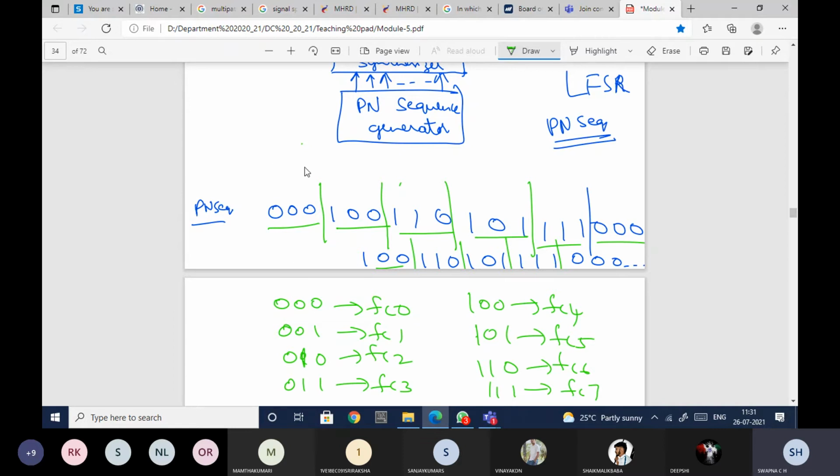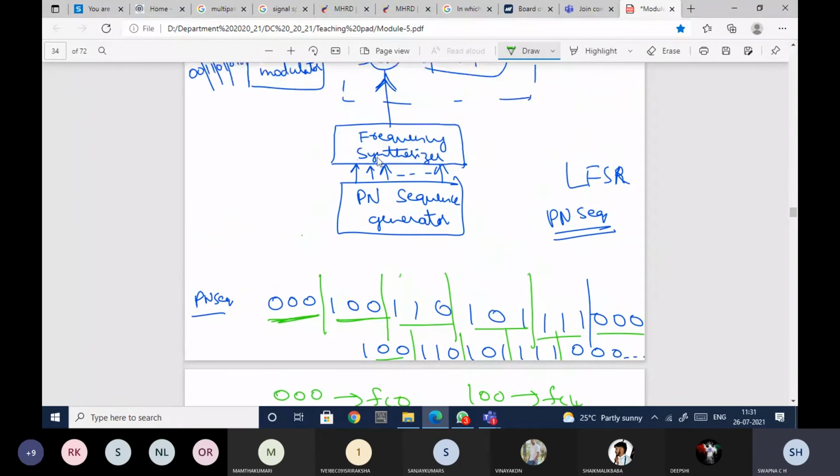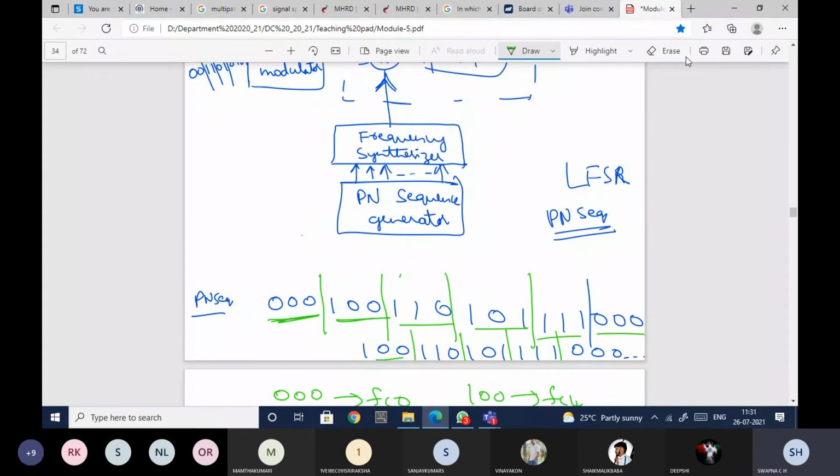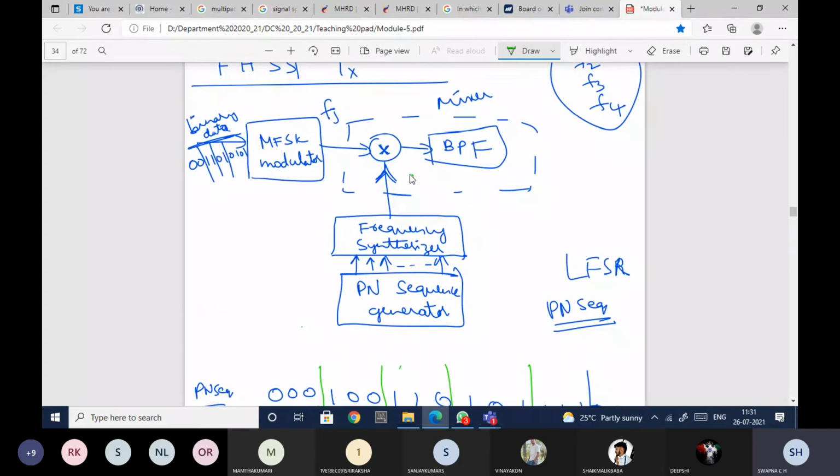So what will happen here is this PN sequence will be segmented like this, and that segmented sequence will be given to the frequency synthesizer, and this frequency synthesizer will allocate the frequencies in this way. If it is 0 0 0, it will allocate FC0. If it is 0 0 1, it will allocate FC1. If it is 0 1 0, it will allocate FC2. Like this allocation will be done by the frequency synthesizer. Let me denote whatever I am getting here as FCj.